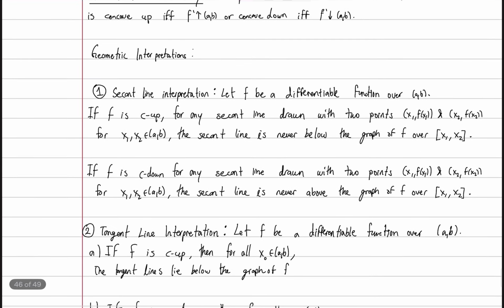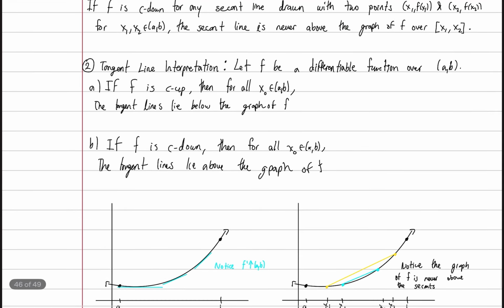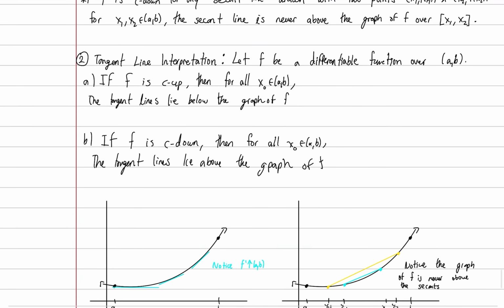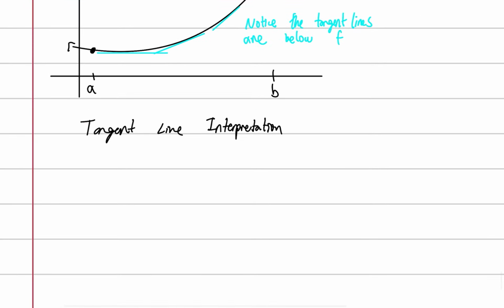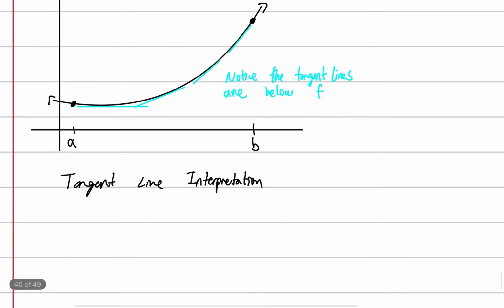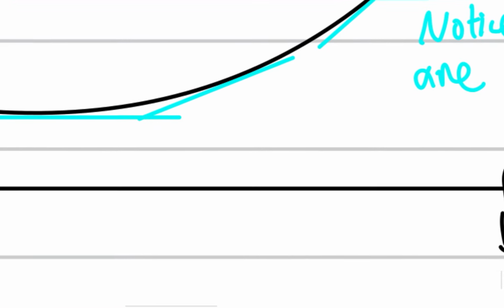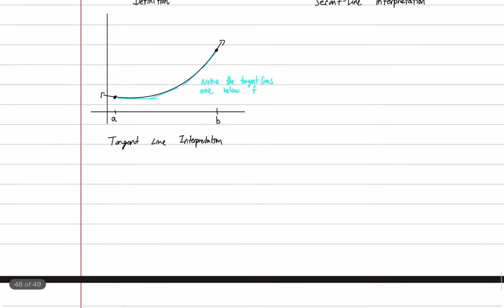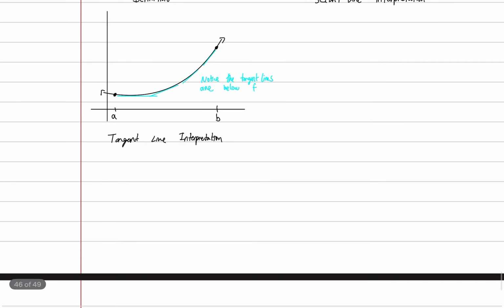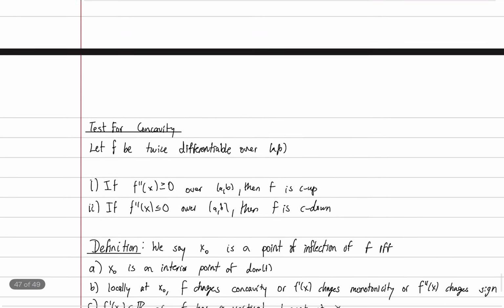And what are we going to do now, right? The tangent line interpretation, and that is that all the tangent lines lie below for a concave up function, and all the tangent lines lie above for concave down, right? And this is the tangent line interpretation for concave up. Notice all of the tangent lines are below the graph of f, right? If you really zoom in, they all are below. All three of these interpretations, at least when expressed more rigorously, are equivalent, okay?